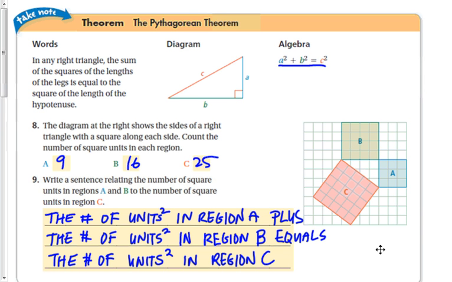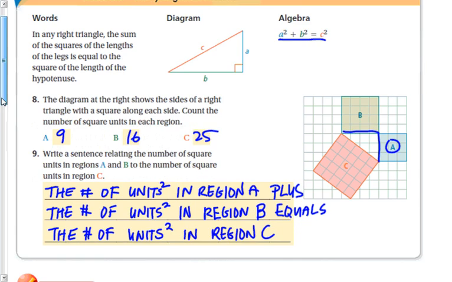Okay, so the number of square units in region A, which is the square on one of the legs, plus the number of square units in region B, which is the square on the other leg, is equal to the number of square units in the bigger region C, which is on the hypotenuse.